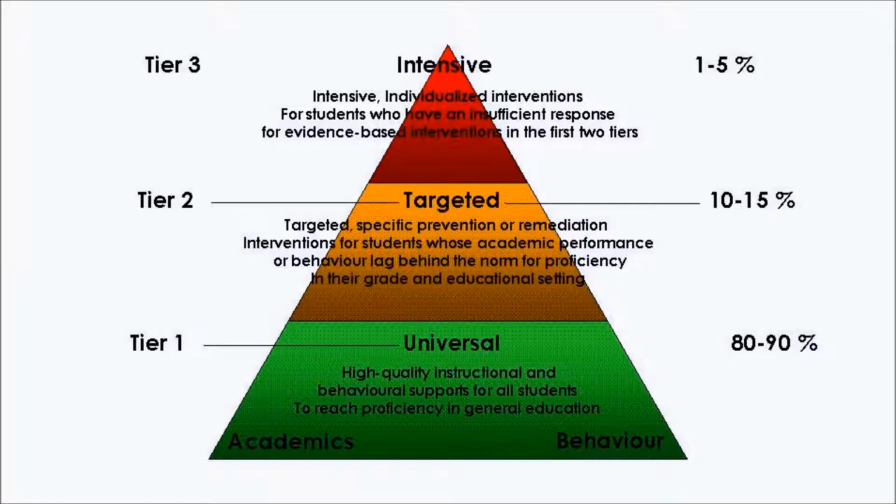The Tier 1, 2, and 3 intervention plans are shown right here. The bottom is universal for all students. Targeted is to specifically prevent certain behaviors. And intensive involves a team of students with parental or family help.